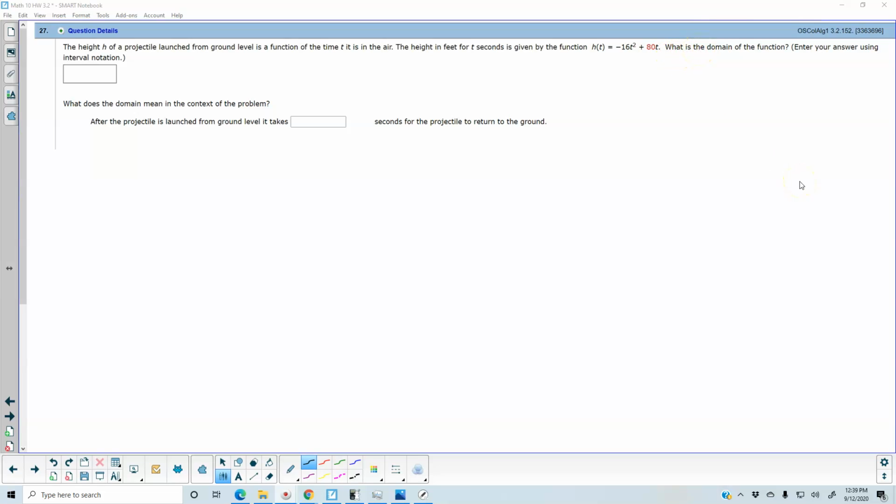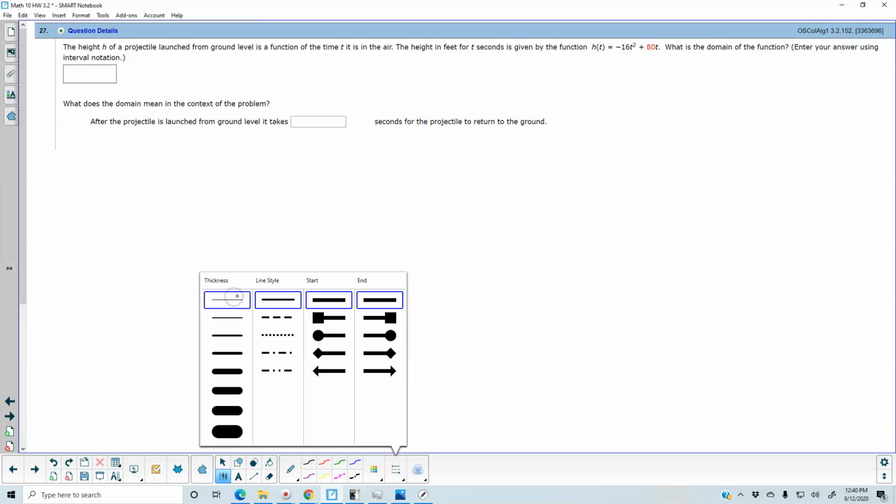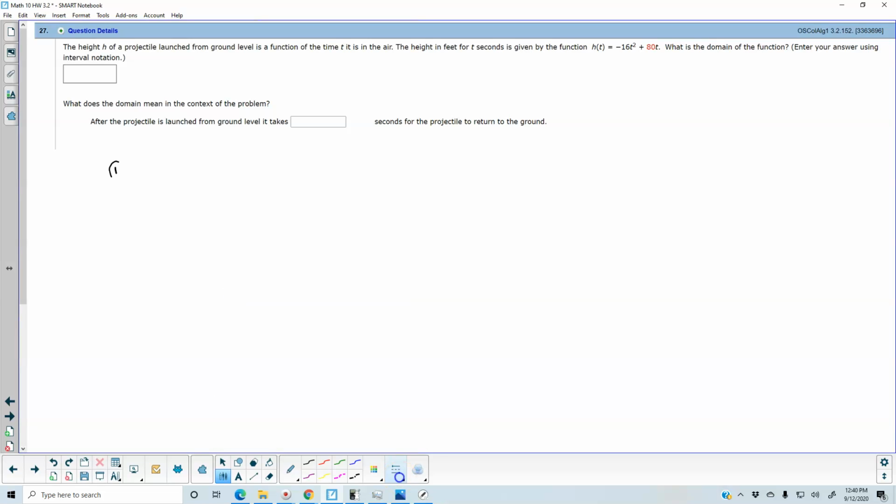Okay, so one way of being able to figure out the domain of the function is to set our equation h of t equal to 0. So we can set negative 16t squared plus 80t equal to 0 and factor. We can factor out negative 16t, and what we have left is t minus 5, which is equal to 0. So we have negative 16t equal to 0, or t minus 5 equal to 0.